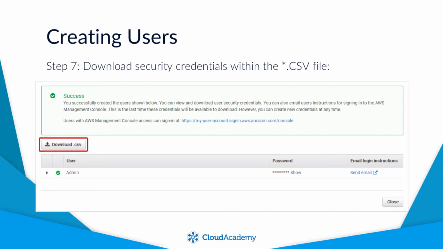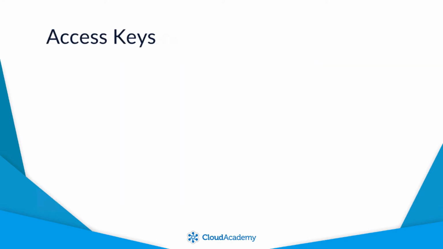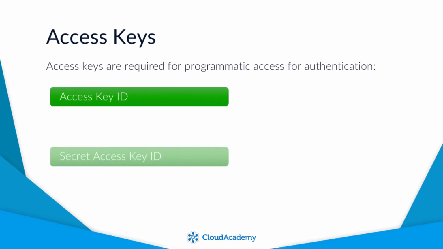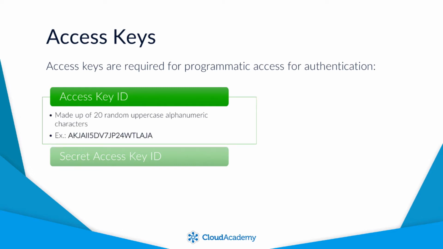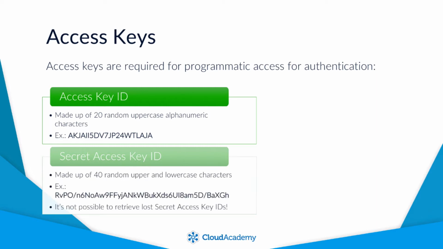I just want to cover a point I mentioned in step 2, access keys, which are required for programmatic access for authentication. These access keys are comprised of 2 elements, an access key ID and a secret access key ID. The access key ID is made up of 20 random uppercase alphanumeric characters, such as the one on screen. The secret access key ID is made up of 40 random upper and lowercase alphanumeric and non-alphanumeric characters, such as the one displayed on the screen.